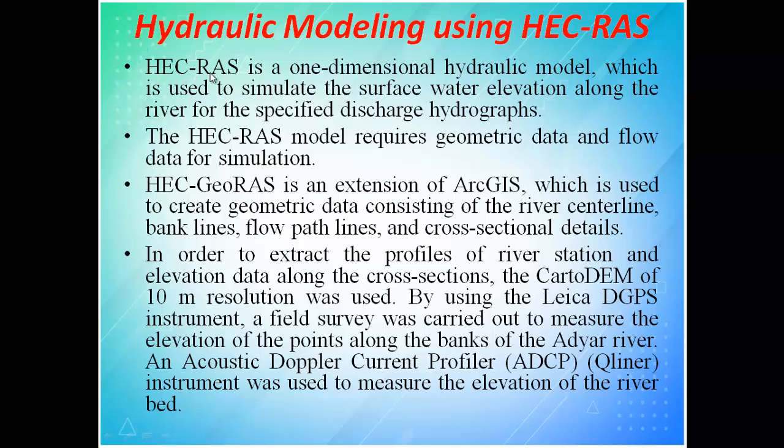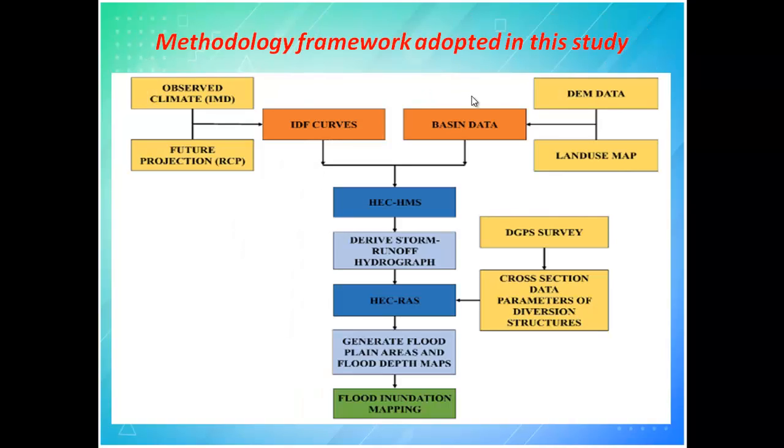HEC-RAS is a one-dimensional hydraulic model which is used to simulate the surface water elevation along the rivers for a specified discharge hydrograph. So the HEC-RAS model requires geometric data and flow data for simulation. That is what they have taken. So you can see they have taken the data. One side of the data is climate and another side of the data is land usage.